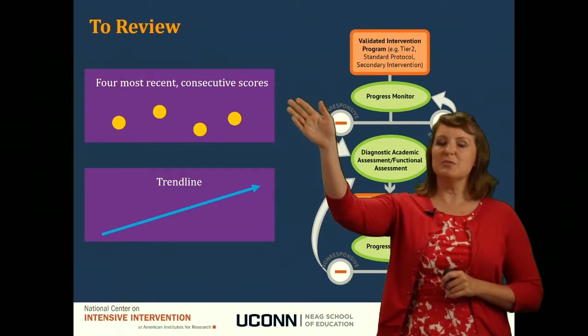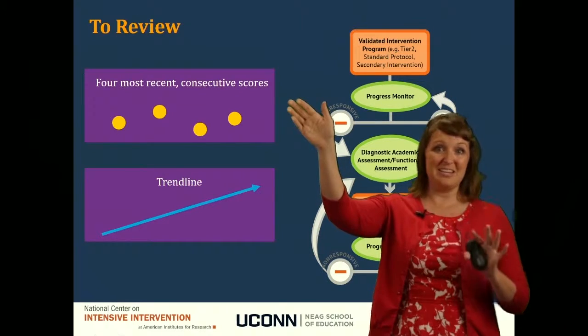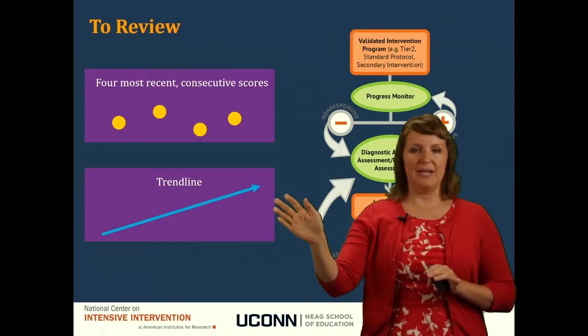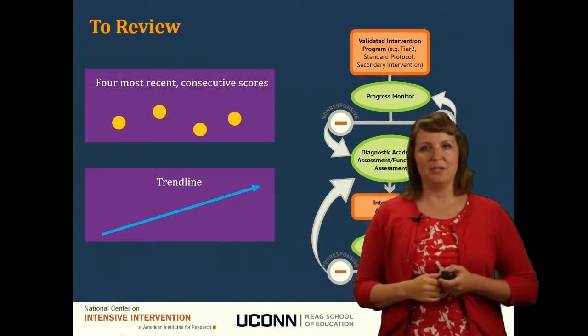You can use the 4 most recent consecutive scores. I like that method because it's a little bit easier. It's just a nice visual analysis. But you can also put in the student's trend line and see whether the trend line is steeper, whether it's flatter, or whether it's right on target.